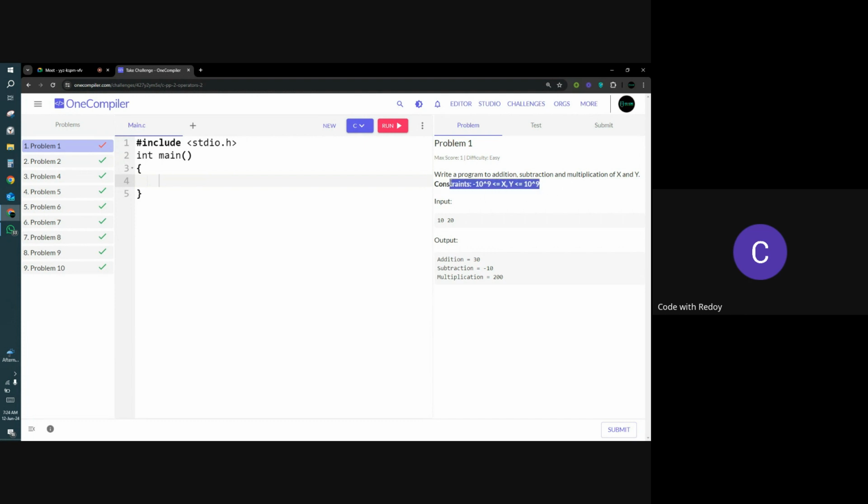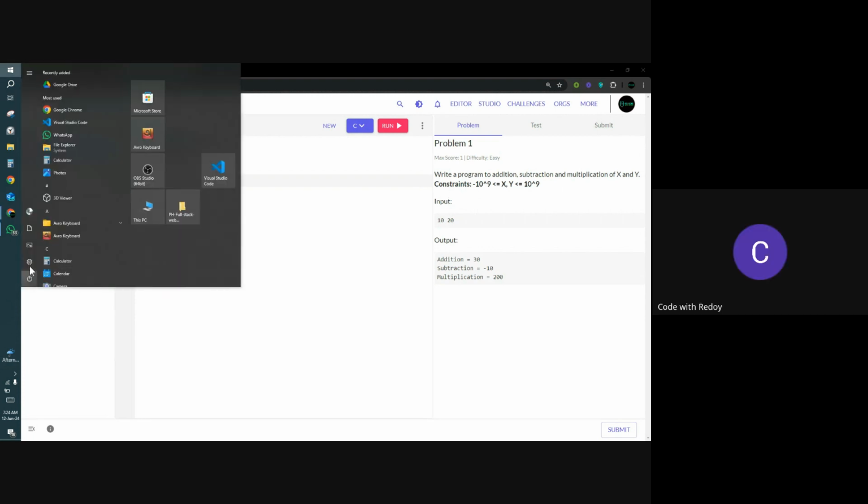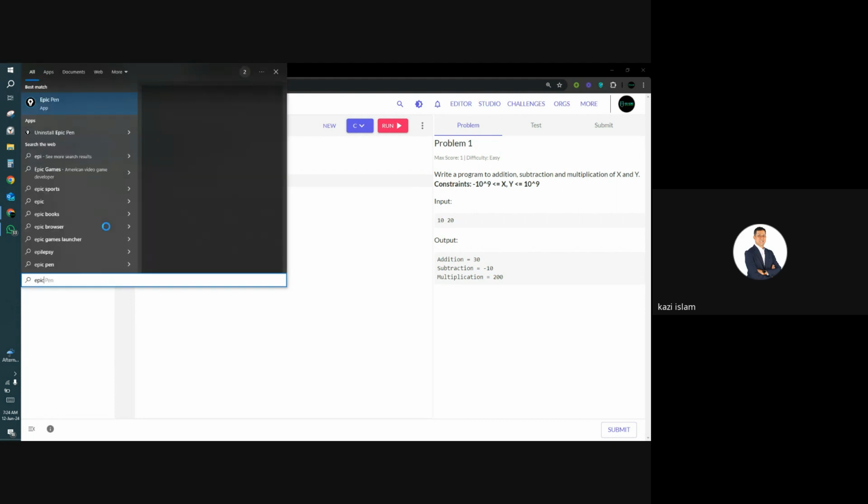Constraints means, for the x and y, or for the input or the output, you need to understand which variable we need to use, integer or long. But previously we just used integer. But now we need to understand which data type we use.